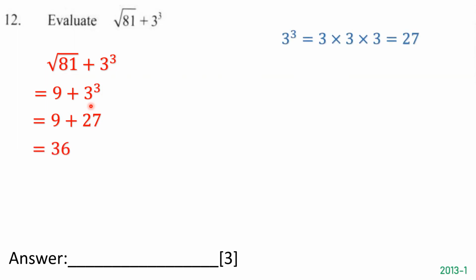How do we get 3 to the third power? Well, that's going to be 3 times 3 times 3, which is 27. We know that 3 times 3 is 9, and then 9 times 3 is 27. And the square root of 81 is definitely 9. Okay, so let's move on to the next question.